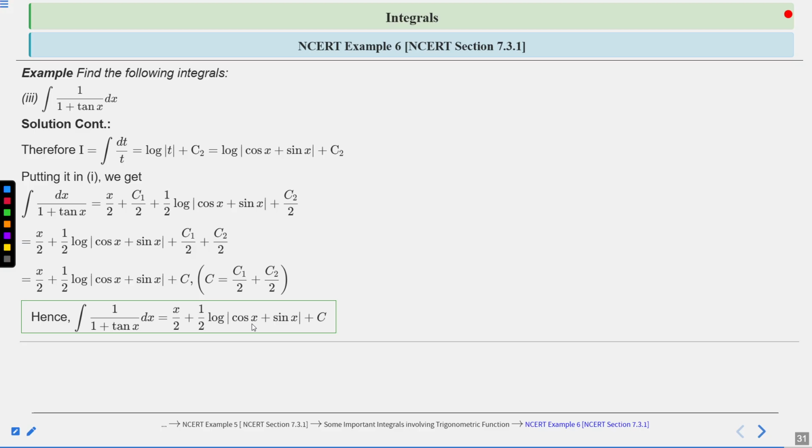Hence we can say that integration of 1 upon 1 plus tan x dx will be equal to x upon 2 plus 1 by 2 log mod cos x plus sin x plus c. This will be the correct answer of the given question.